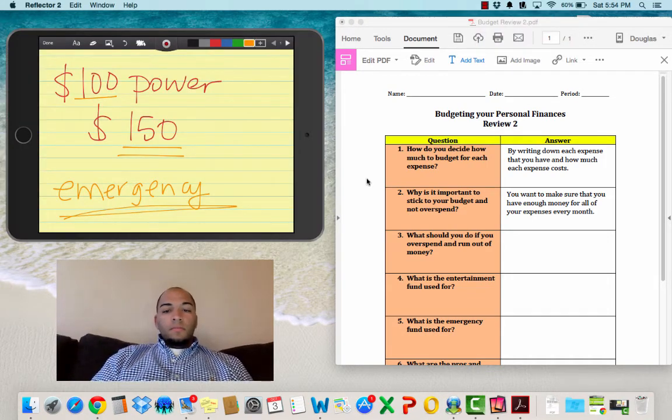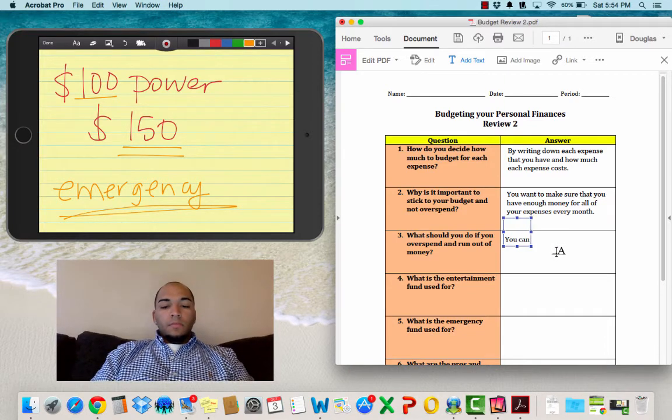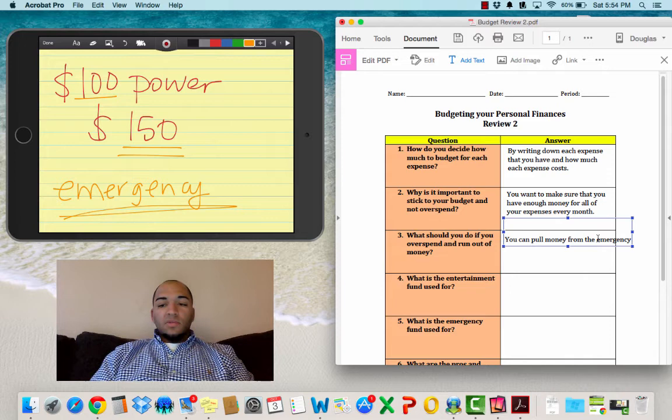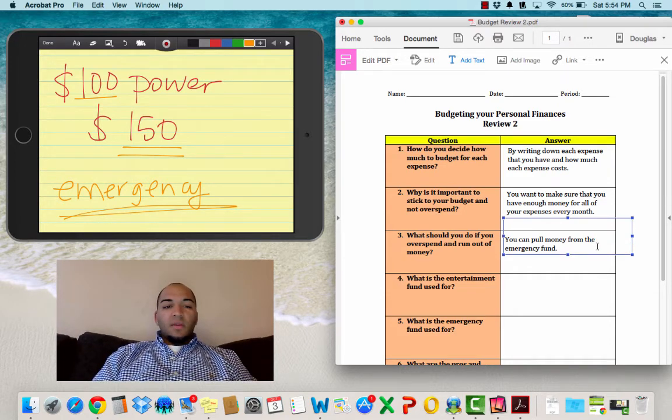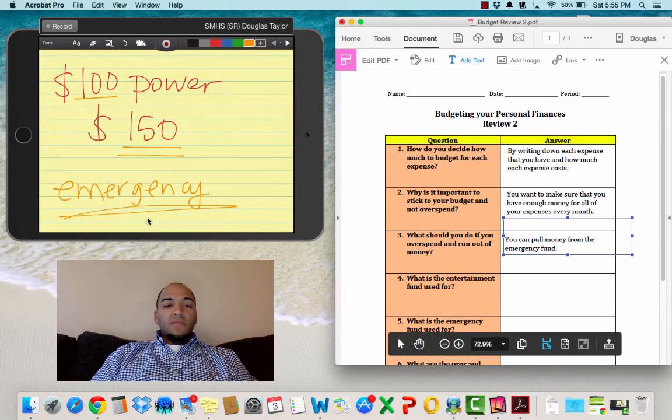All right, moving right along. So if you run out of money or you overspend, as we've already said, you can pull money from the emergency fund. All right, because remember, the emergency fund is for emergencies, as I've already highlighted in orange on the left side of your screen over here. Emergency fund is for emergencies only.